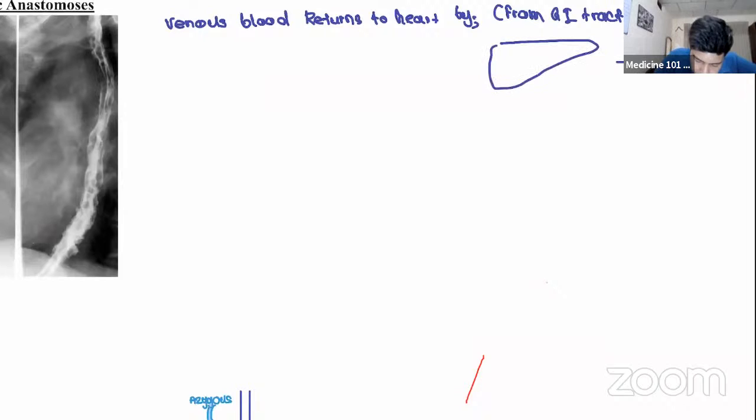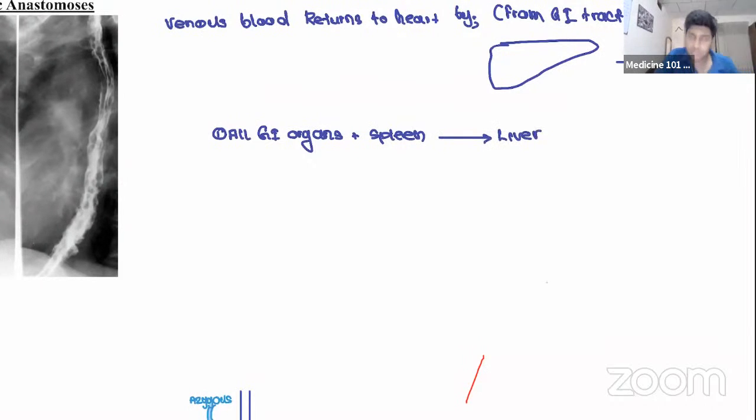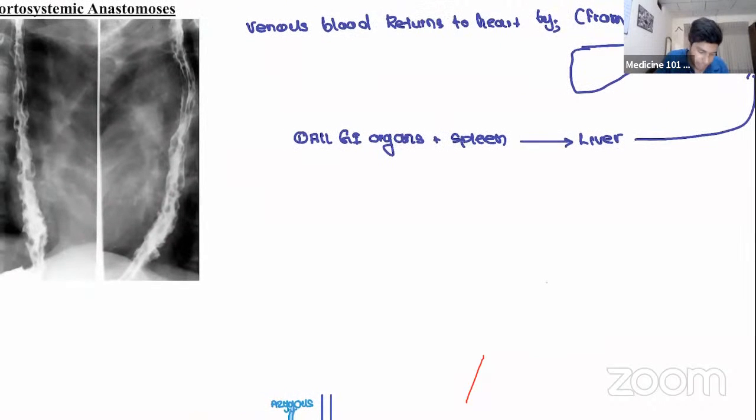Anything that is produced by the liver goes into the systemic circulation. It goes back to the heart by the hepatic vein. Okay. That's the first thing you need to know. The next thing you need to know is all GI organs plus the spleen, they do not directly go back to the heart. They go to the liver. So I'm talking about this again. From the liver to the hepatic vein to the IVC. Okay, this is the pathway of venous return.